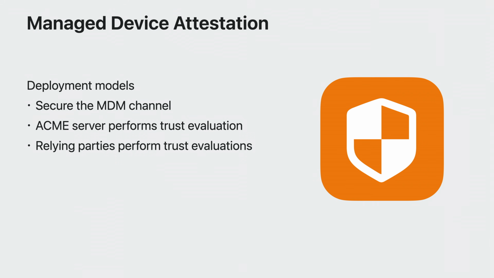With the third model, the ACME server doesn't perform trust evaluation. Instead, it simply copies the device properties from the attestation into the issued certificate. It's up to the relying parties to perform their own trust evaluation. Something to note, you can combine concepts from each model to suit your environment.